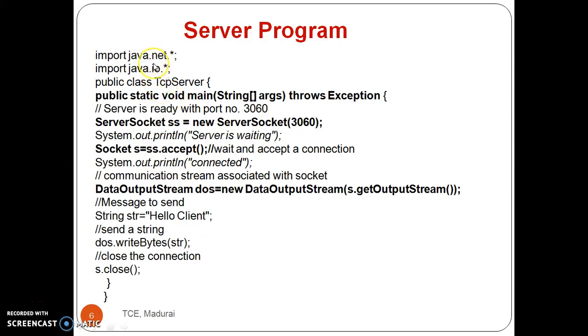After importing these two packages, we need to define the class name or file name by using the syntax public class TCPServer. So TCPServer is the class name or file name. Then we need to define the main method by using the access specifier: public static void main(String[] args) throws Exception.